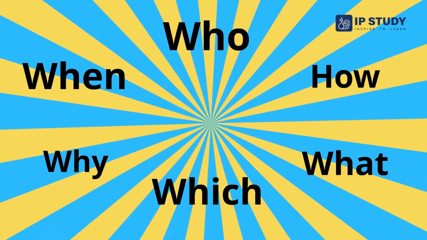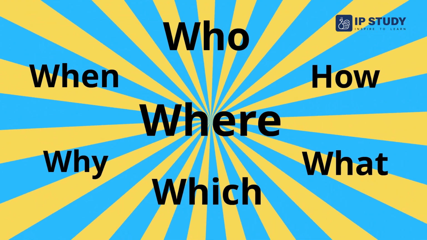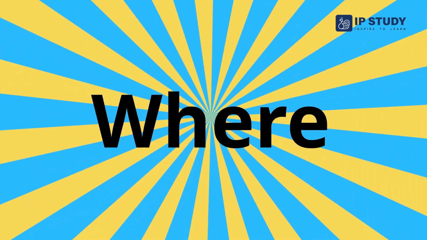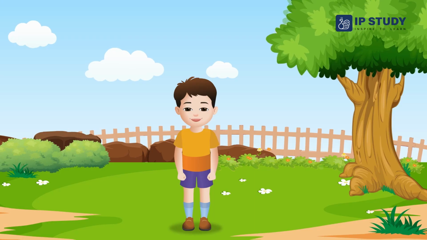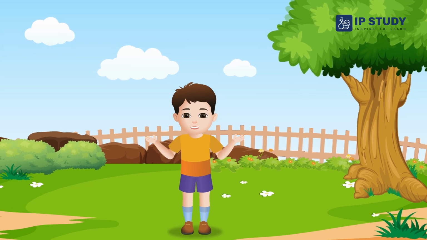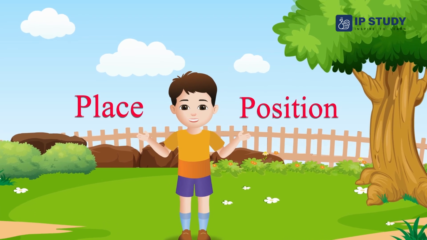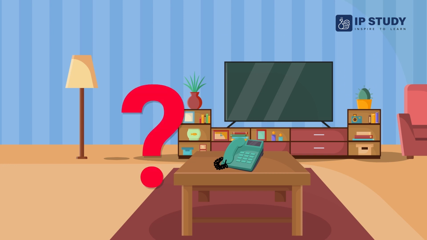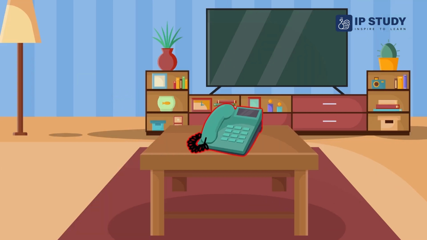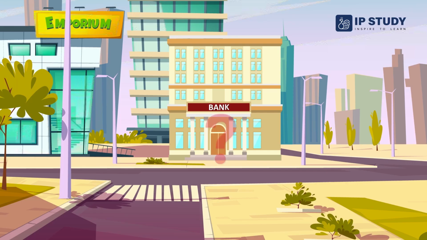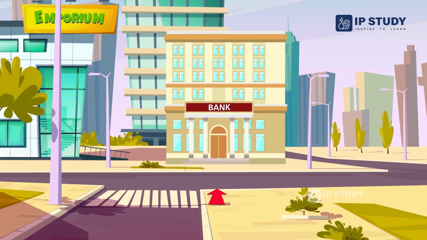There are 7 question words in English. And where is one of them? The question word where is used to ask information about in or at what place or position. Where is the phone? The phone is on the table. Where is the bank? The bank is across the street.